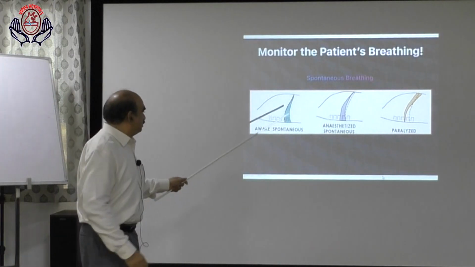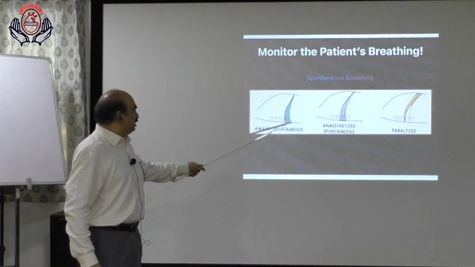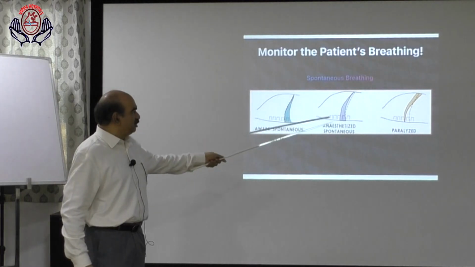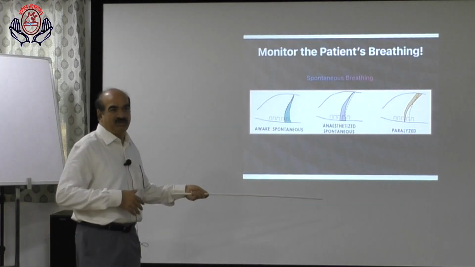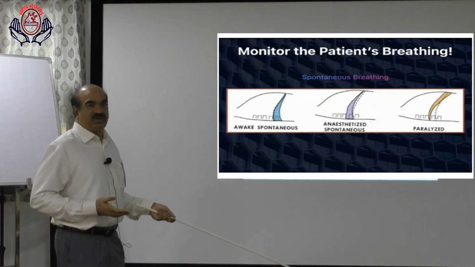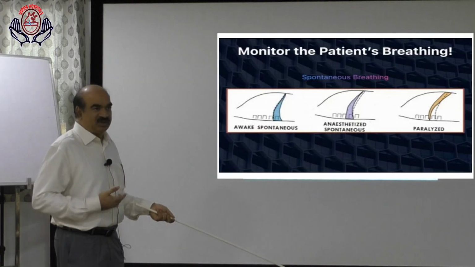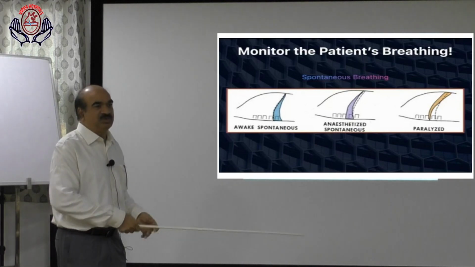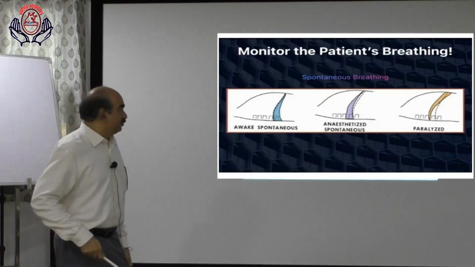So we should look for this: in an awake, spontaneously breathing patient, diaphragm activity will be normal, there will be contraction during inspiration, but in an anesthetized, paralyzed patient there can be paradoxical breathing. During inspiration there is some relaxation of the diaphragm and during expiration contraction; we can observe paradoxical breathing in some cases. We should look for that paradoxical breathing.